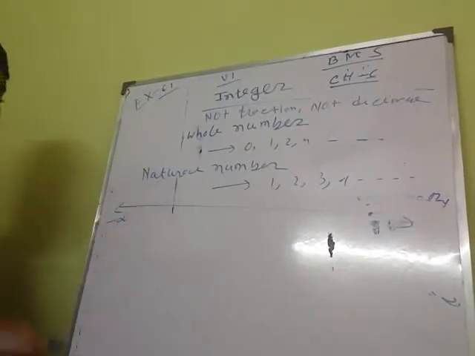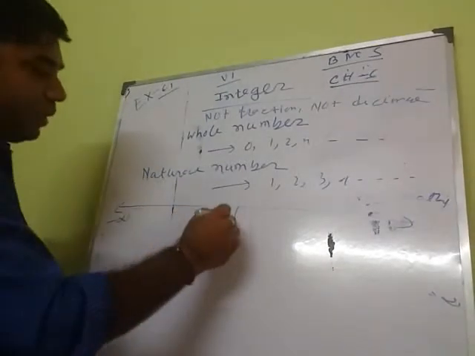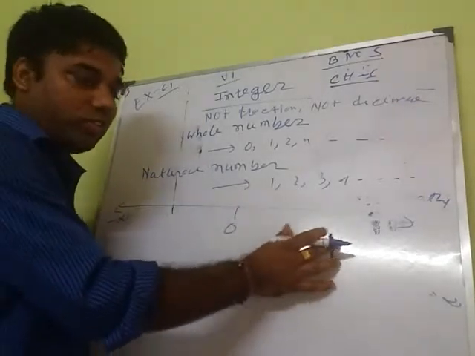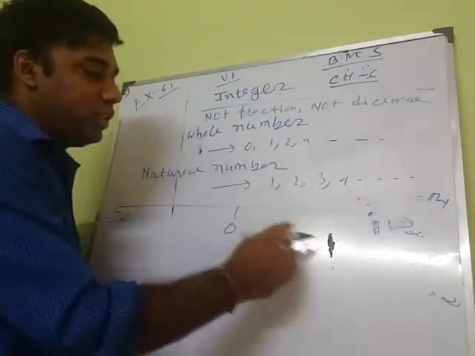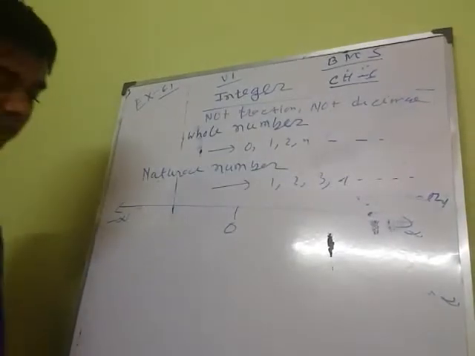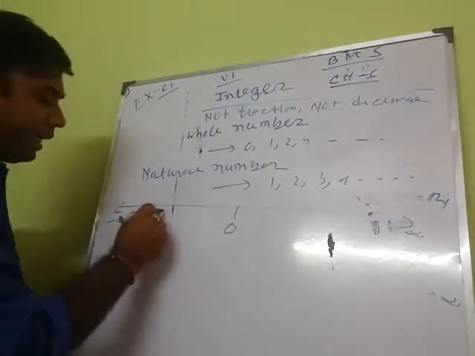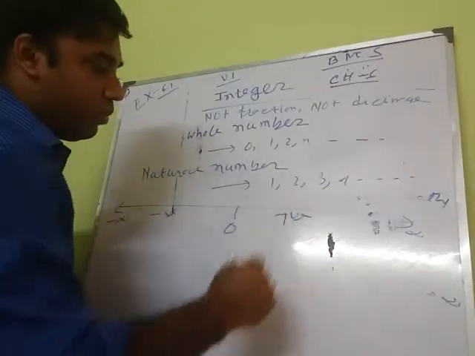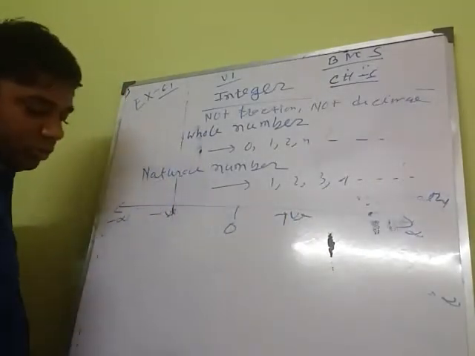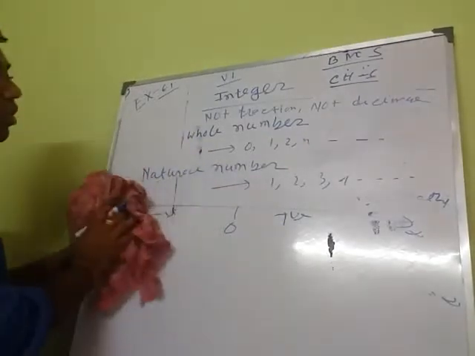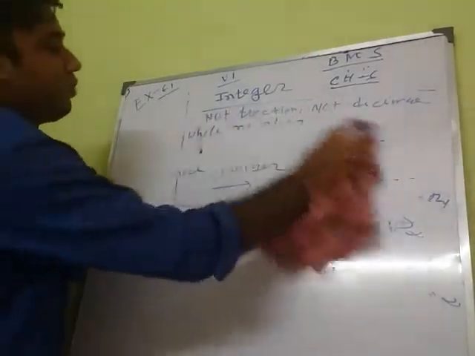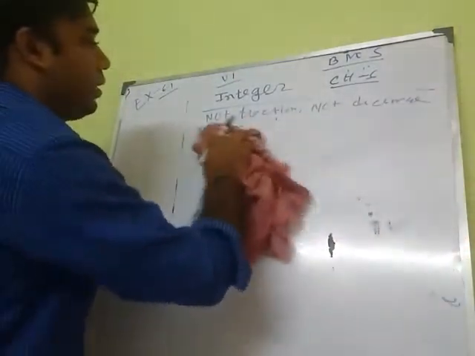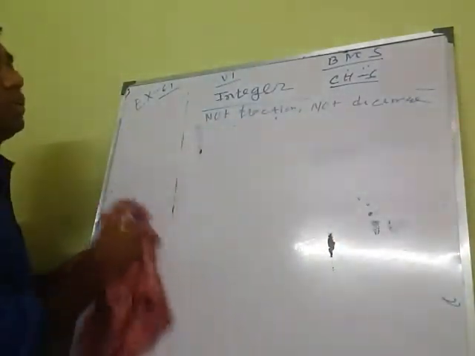So all the numbers which are not fractions and not decimals, to the left-hand side of 0, and all such numbers up to plus infinity, are called integers. So integers are negative non-fraction, non-decimal numbers, positive non-fraction, non-decimal numbers, and 0. These are the set of integers. Later I will discuss the number line.